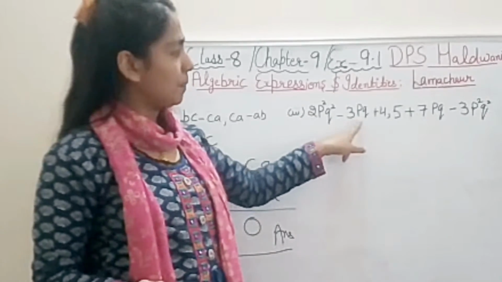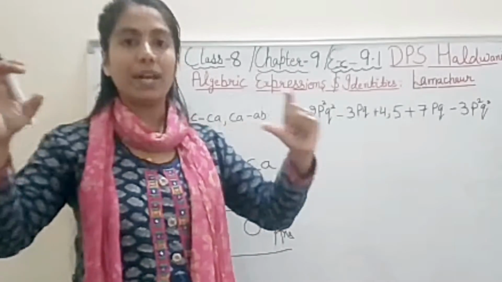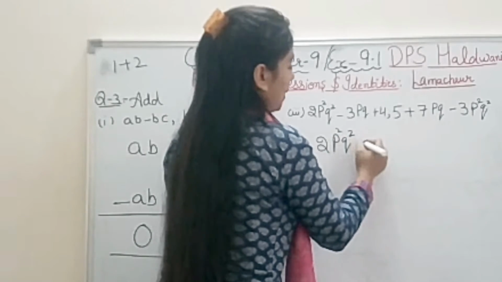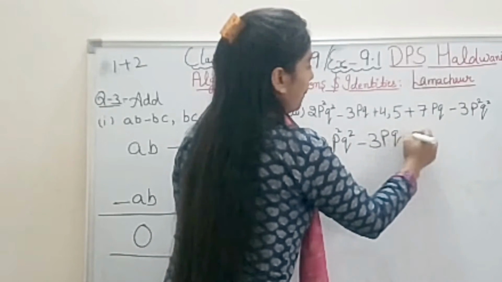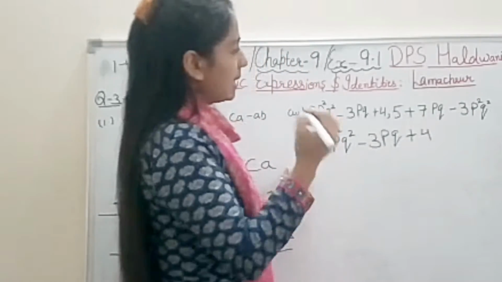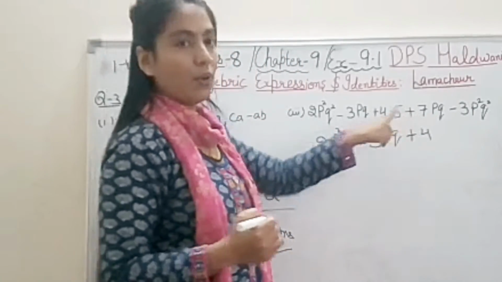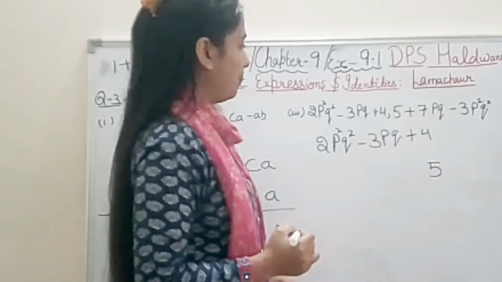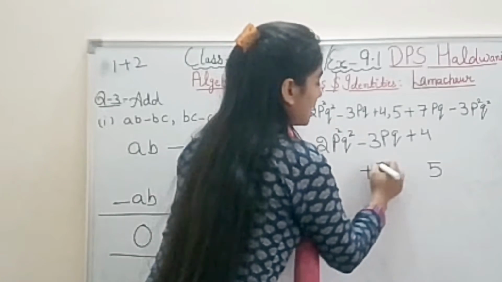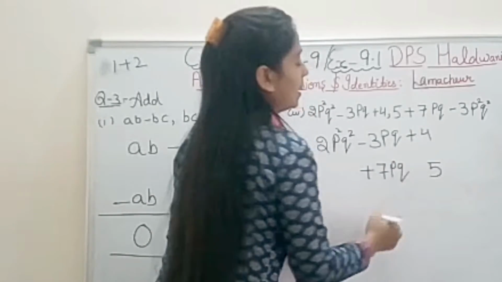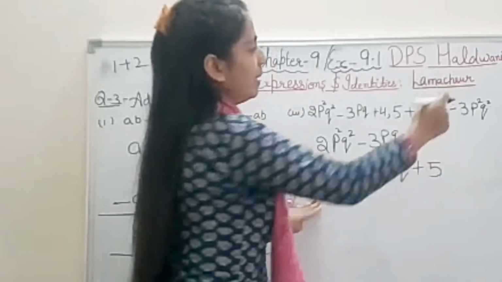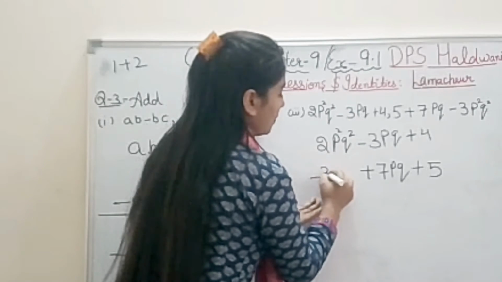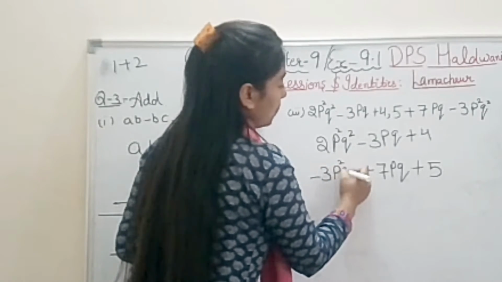Now going to the next part. 2p square q square minus 3pq plus 4. This is one full expression. Right? The next expression is 5, which is a constant, so constant will go with constant. 7pq. Is pq there? Yes, it is plus 7pq. Here there is no sign, so there is a plus sign. And it is minus 3p square q square. It is p square q square, so minus 3p square q square.